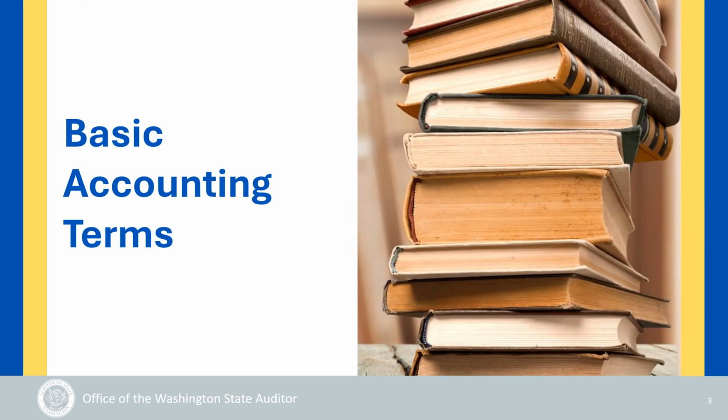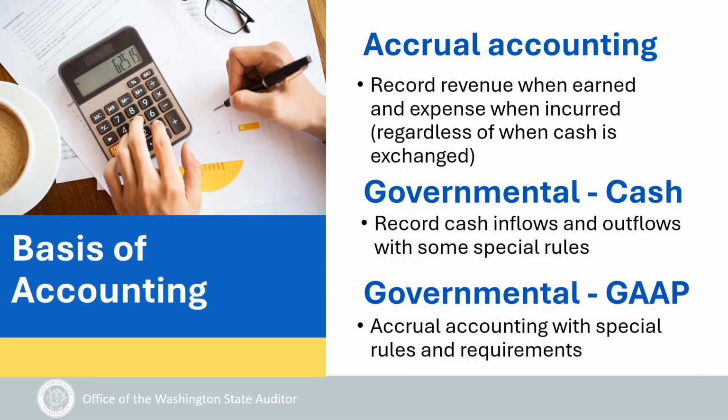Let's get started with some basic accounting terms. First up is defining the bases of accounting. There are several different ways accounting can be done. We'll talk about 3 of those. The first is normal accrual accounting. This is what is typically taught in accounting classes. Under this basis, you record revenue when it is earned and expenses when they are incurred, regardless of when the cash is exchanged.